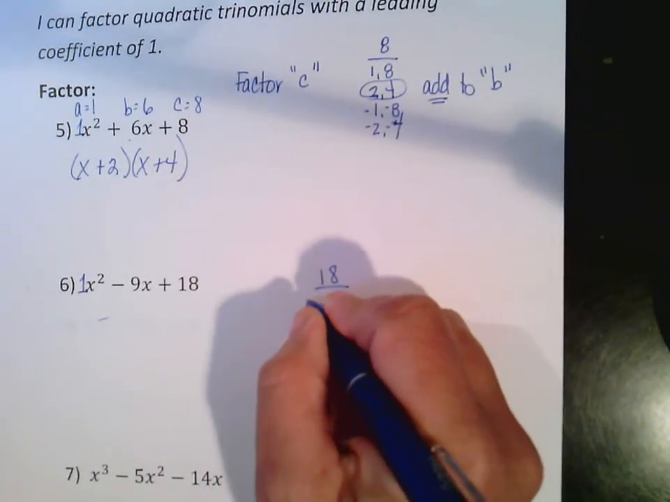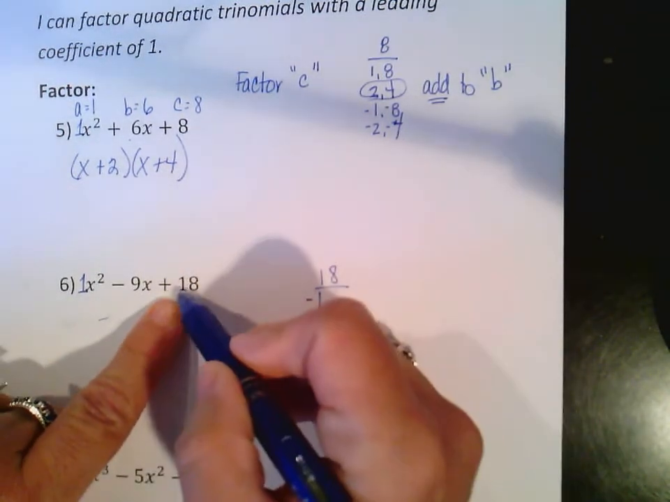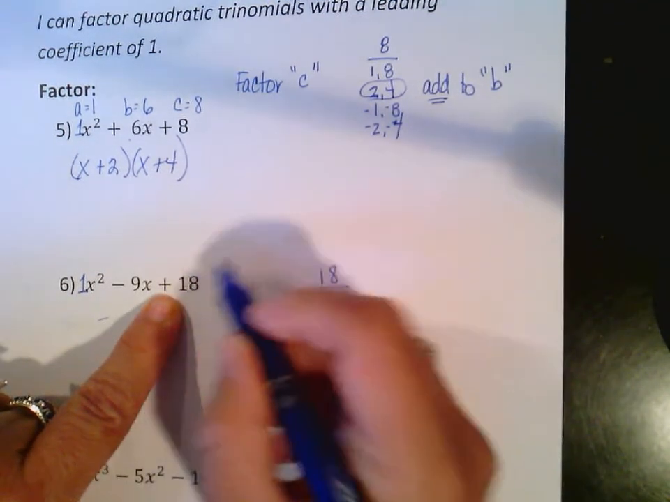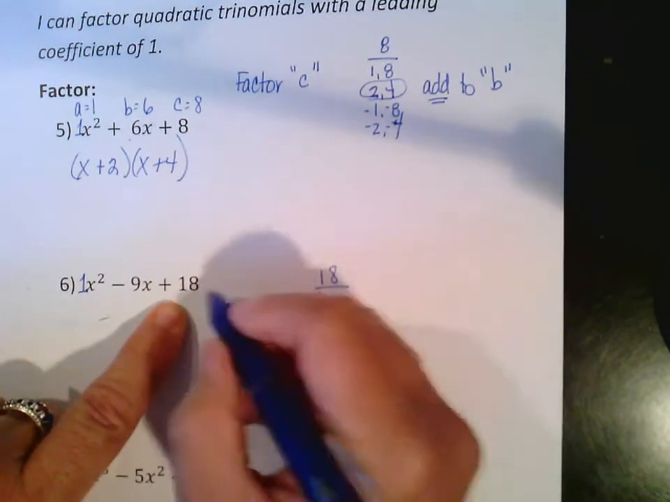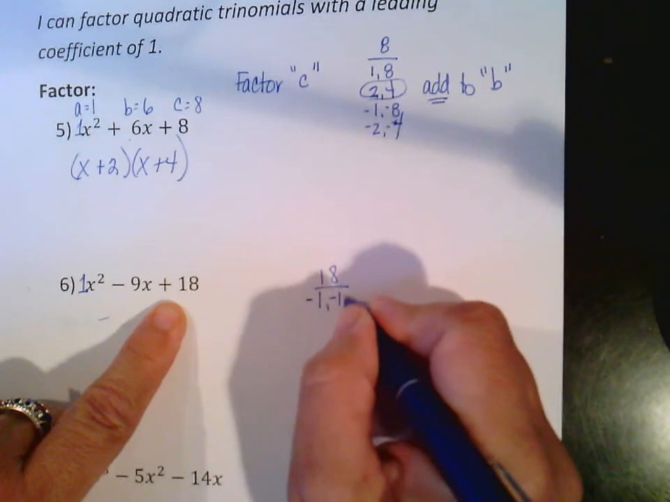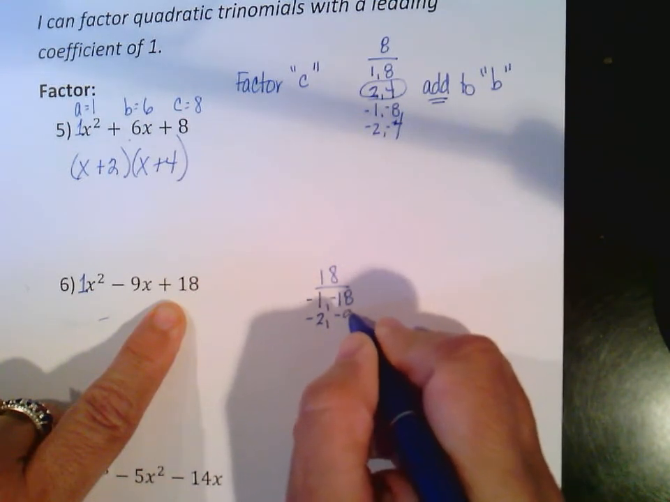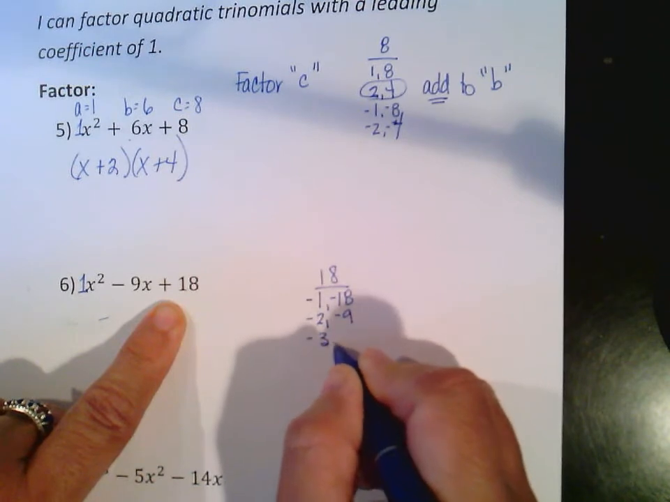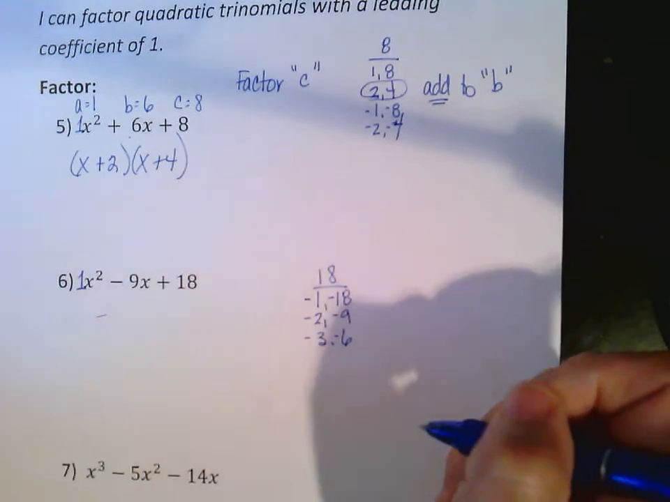I have negative 1. And the reason we know that they're negative is if this is positive, that means I either multiplied two positives together or two negatives together. Since I've got to come up with a negative number, I'm going to do my negative factors. I've got negative 1 and negative 18. I've got negative 2 and negative 9. I have negative 3 and negative 6. 4 doesn't go into it, 5 doesn't go into it, and now I'm back at 6.